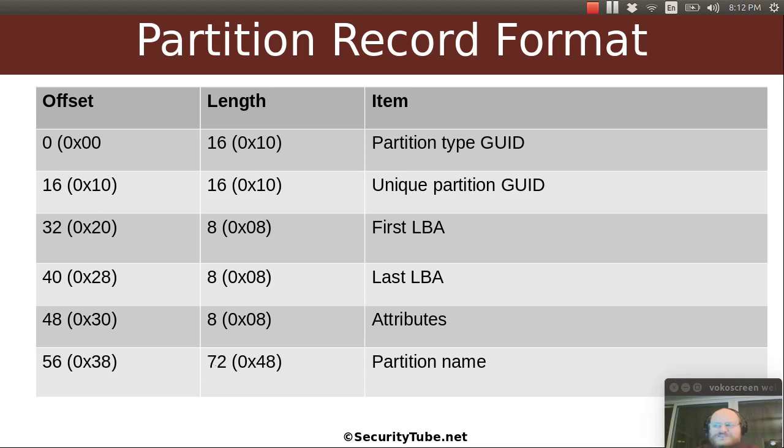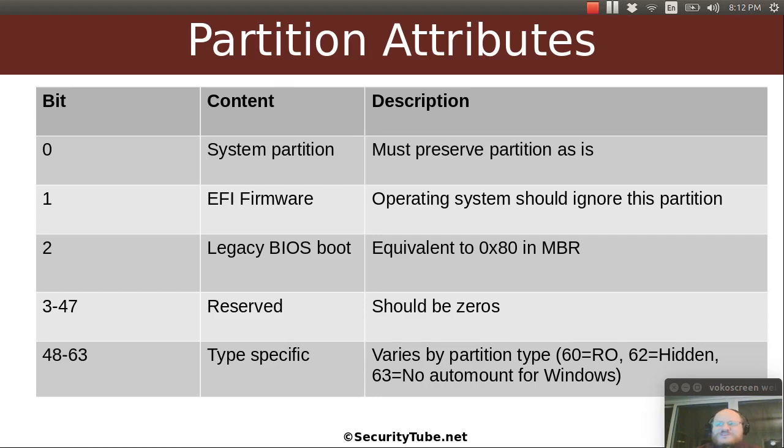What about the attributes? Well, the attributes are grouped together in chunks. So the first bit, bit 0, says this is a system partition. If that bit is set, that means that the operating system must preserve this partition as it is. It cannot change it. If the second bit is set, that says this is an EFI firmware partition.